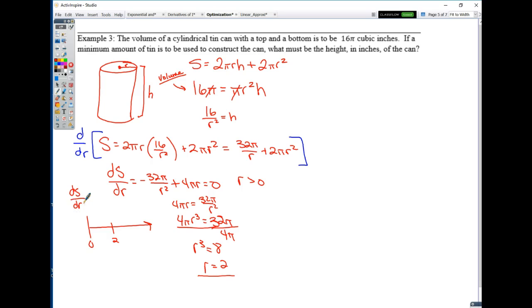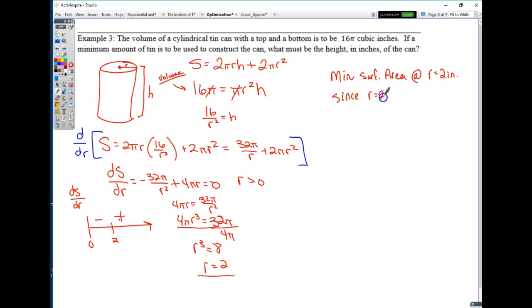If we have a number between 0 and 2, let's sub in a 1. This becomes negative 32 pi plus 4 pi. That's definitely a negative. And then it will change into a positive, which means what? We have a minimum surface area at r equals 2 inches.